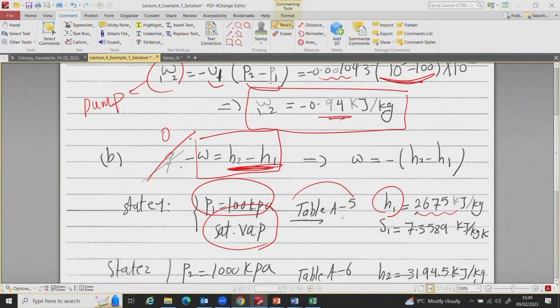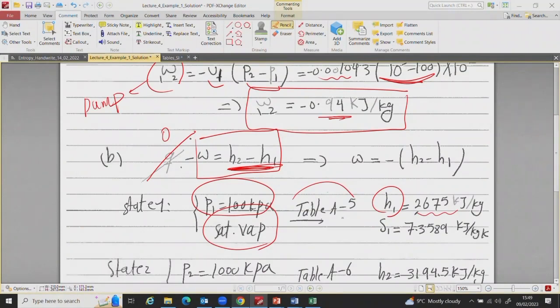Do you know when you are allowed to use a steam table? For a property or a state, you have pressure, temperature, whatever, to be able to read thermodynamic tables, you need to know two properties. Let's say that your state is fixed. With one property, you cannot use a steam table. You need to have at least two properties, right?